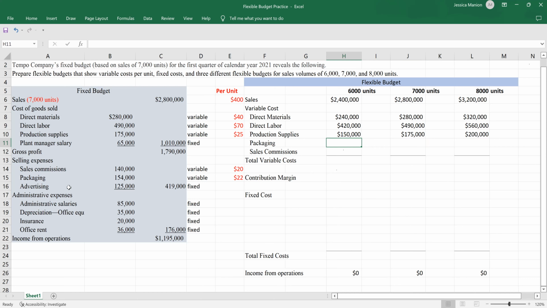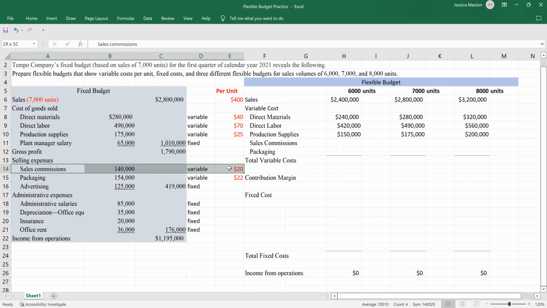Packaging, so we calculated our, which I guess I actually put these in here backwards. Let me put them in the order they're given to us. Packaging. Because it lists sales commissions first. So sales commissions, we broke down per unit.